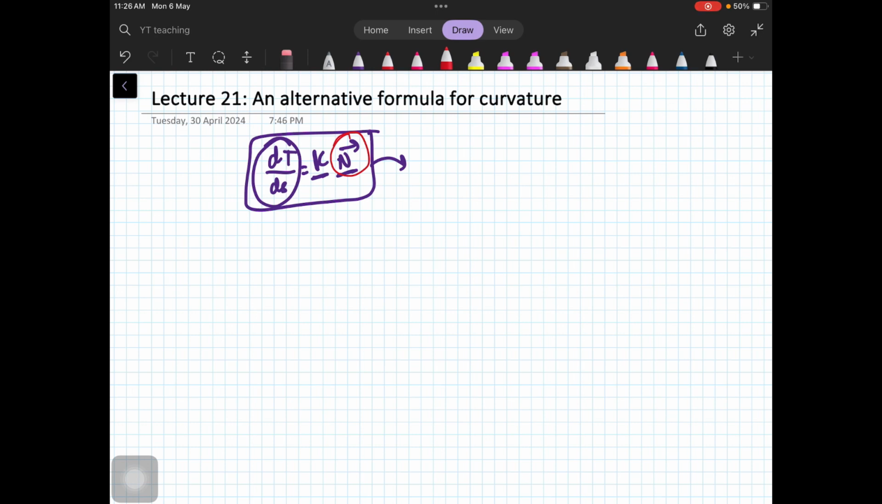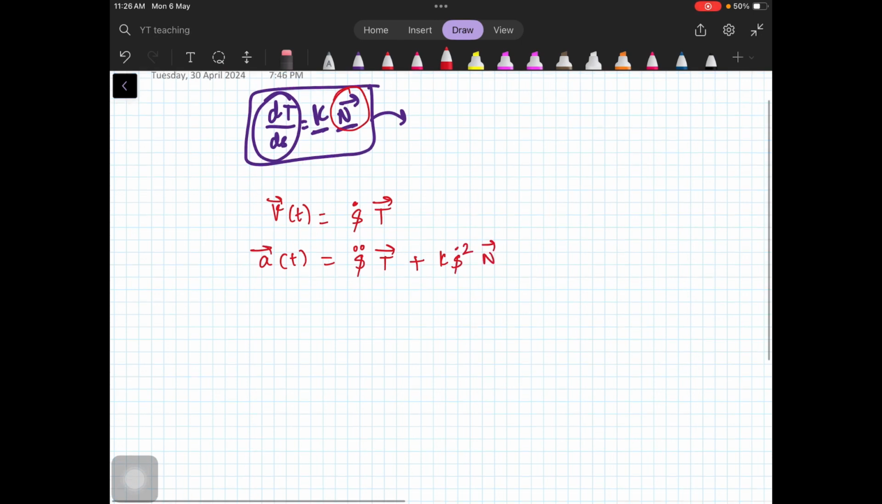Having computed the normal and tangential components of velocity and acceleration in the last video, we are equipped with a tool which can give us an alternative formula for curvature. In the last video we saw that v(t) has s dot as its tangential component and no other component, and similarly acceleration has s double dot as its tangential component, and it has kappa s dot square as its normal component. This is what we saw in the last video, and kappa is the quantity I want to find in terms of v, a and those things.